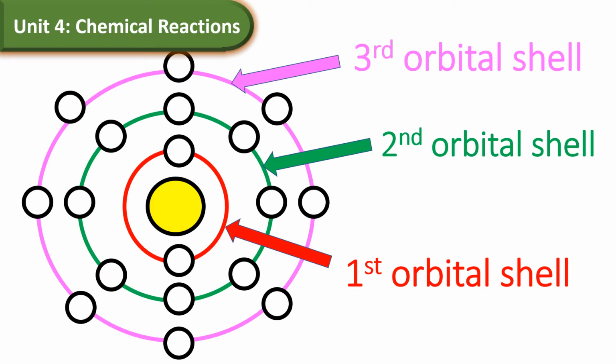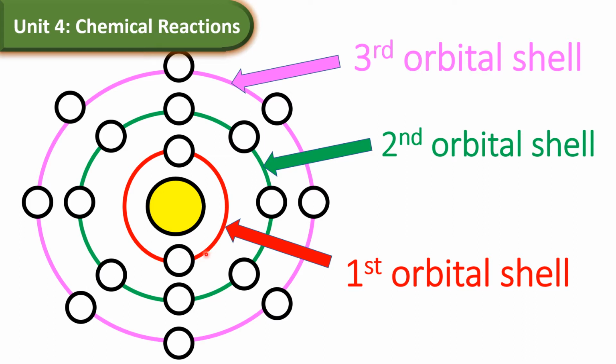So once again, valence electrons are your electrons that are located in the farthest orbital shell from your nucleus. So this is your nucleus, and your nucleus is surrounded by imaginary orbital shells. For our model here, the red circle is your first orbital shell, your green circle is your second orbital shell, and this pink circle is your third orbital shell. So these are your electron shells.